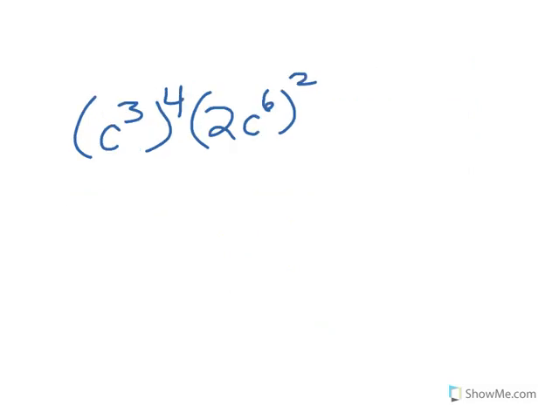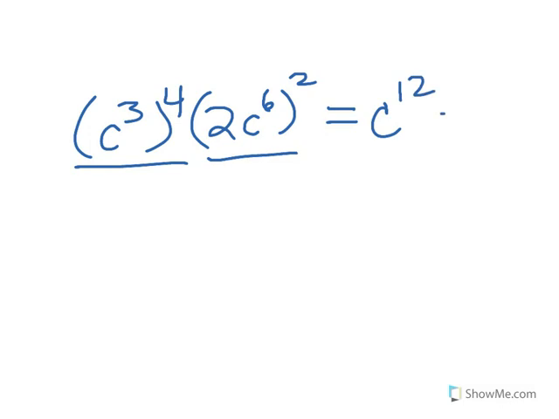And of course, when you're building up all these different properties of exponents, you can expect to see problems where all of them are applied at once. Consider this one. We have two factors, actually, c cubed to the 4th and 2c to the 6th squared. Treat them separately to begin with. C cubed to the 4th is a power to a power. Multiply the exponents. You have c to the 12th.